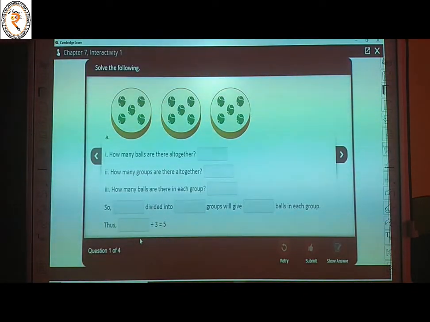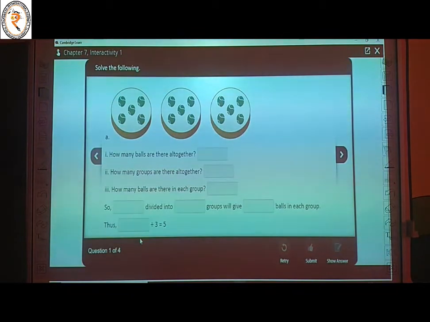See the activity, Chapter 7, Interactivity. Here we have 3 pairs. The first pair has 5 balls. The second also has 5 balls. And the third one also has 5 balls. Our question for the first one: how many balls are there altogether?